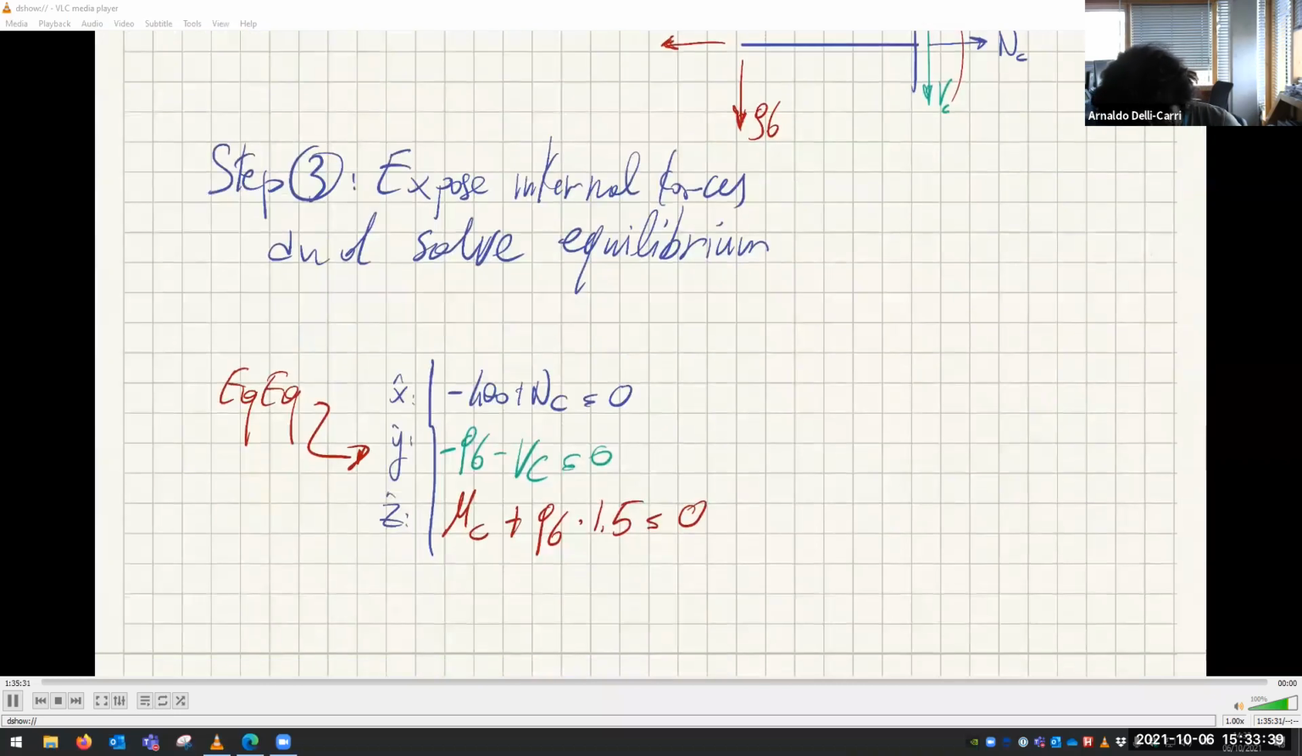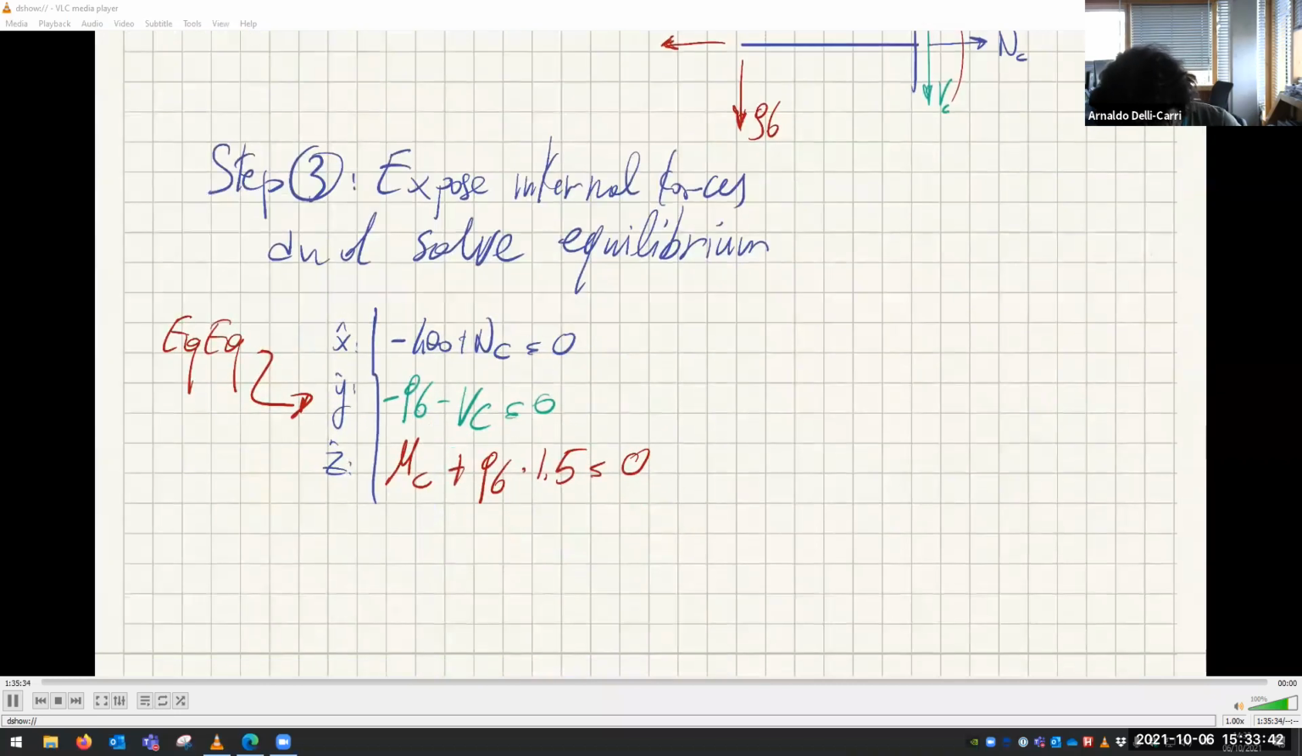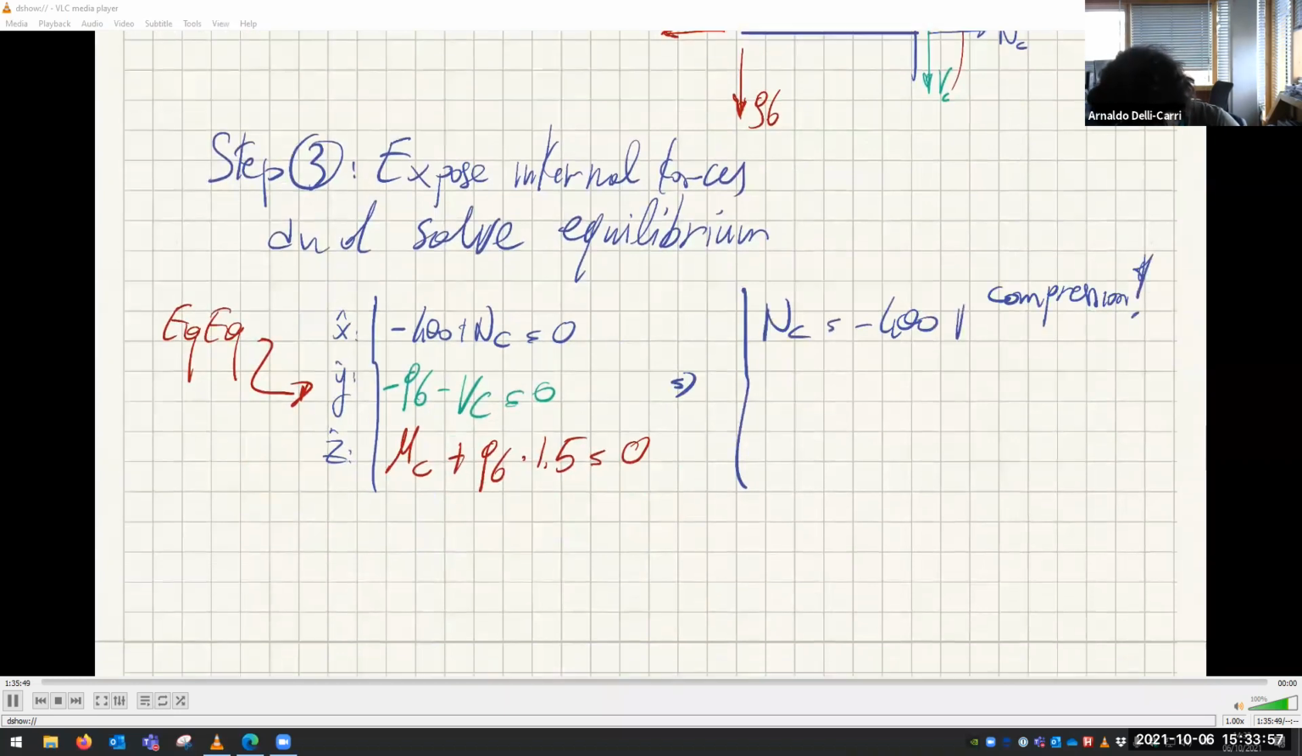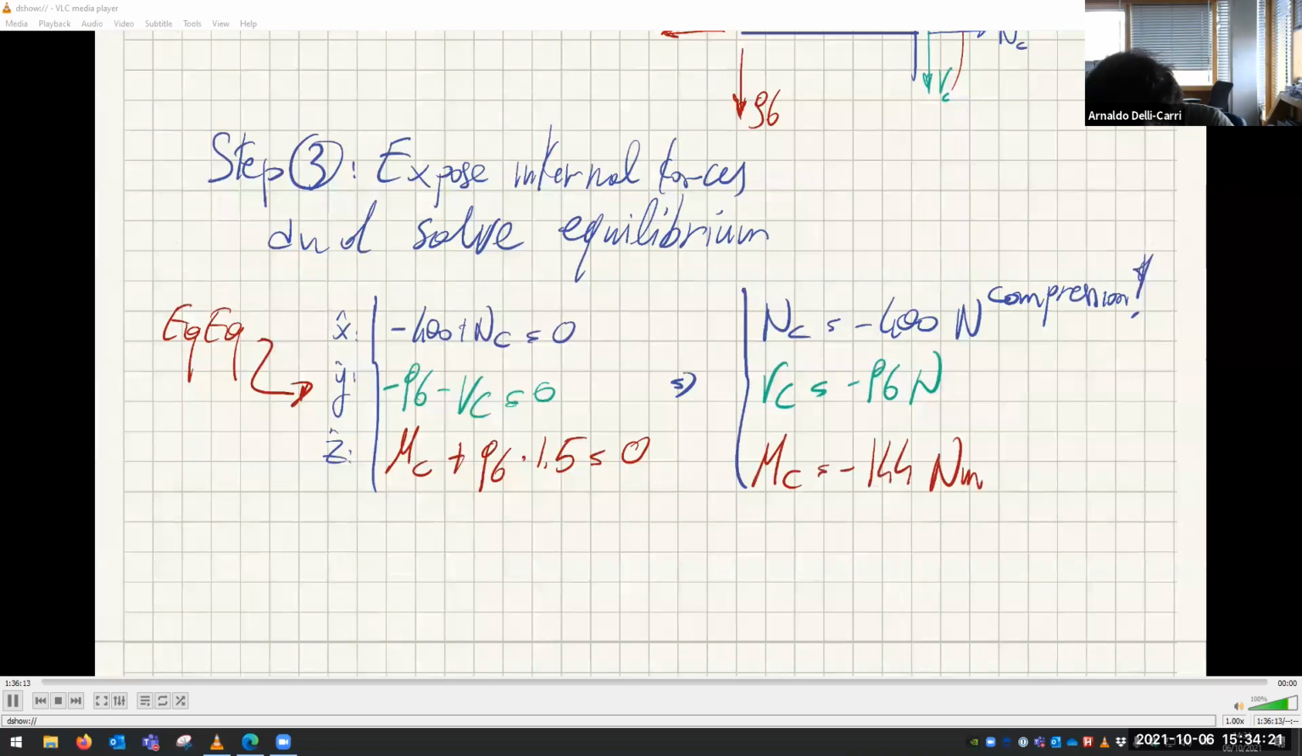All right. This is what I was saying. This is XYZ, and so this turns into a system that has NC is negative 400, and that means compression, negative 400 newtons. VC is minus 96 newtons. We don't have a name for that. And MC is 96 times 1.5, 144. Negative. MC is negative 144 Newton meters, of course. And this is frowning.